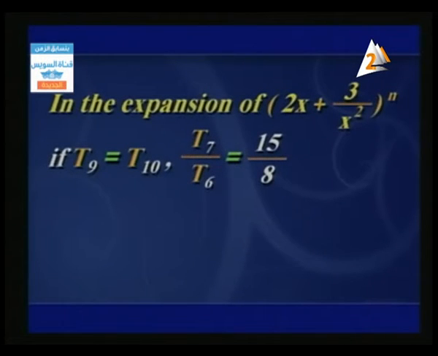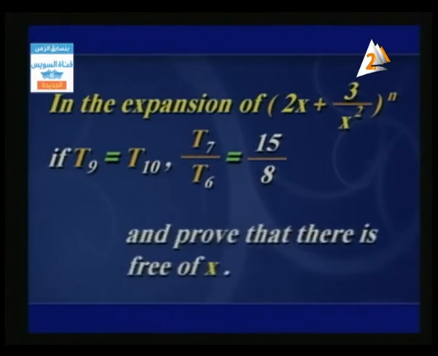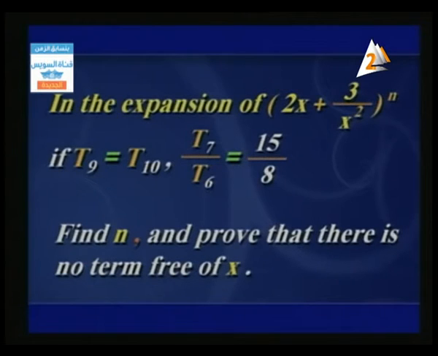In the expansion of (2x + 3/x²)^n, if T9 equals T10 and T7 over T6 equals 15 over 8, find n and prove that there is no term free of x. Solution. T10 over T9 equals 1.